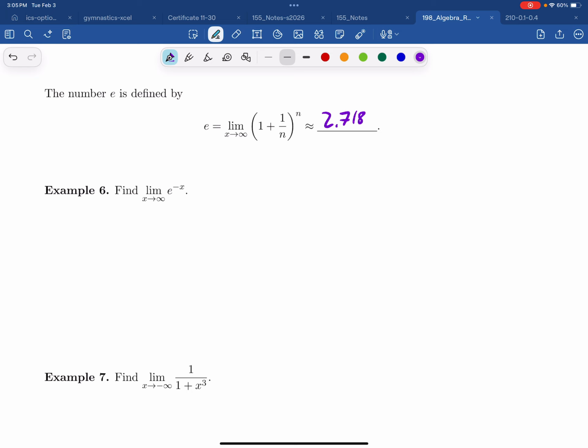What's the limit as x approaches infinity of e to the negative x? If this is weird to you, just write the limit as x approaches infinity of 3 to the negative x. It's going to be the same thing, right? But anyway, this is the same thing as the limit as x approaches infinity of 1 over e to the x. Well, e is a positive number, so as x gets large, e to the x blows up, and we get 1 over a big number, which is 0.